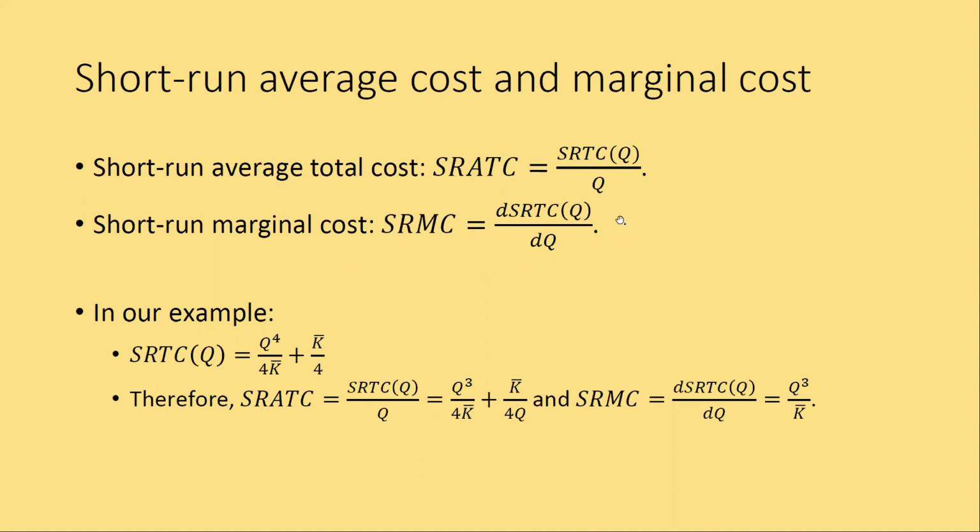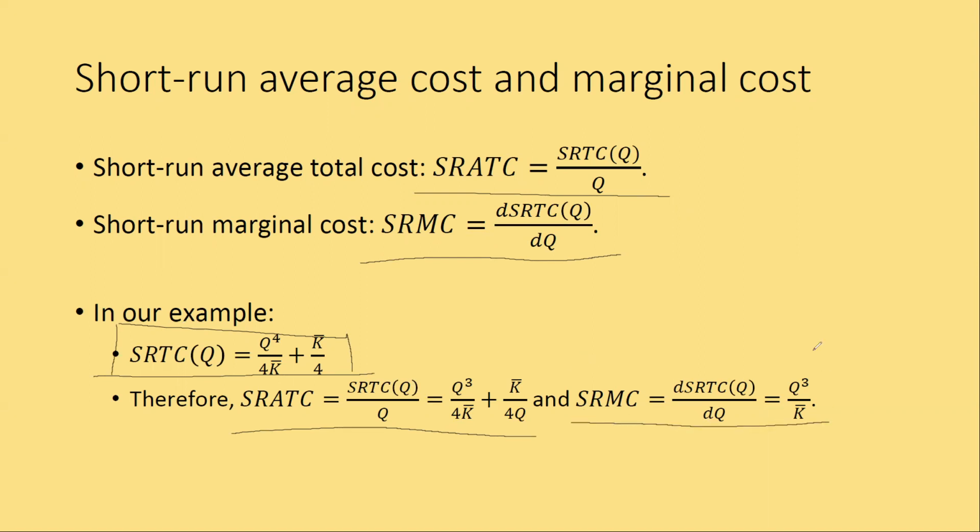We can similarly define our average cost and the marginal cost for the short run. In our example, we divide the short-run total cost by Q to get the short-run average total cost, and differentiate short-run total cost with respect to Q to get the short-run marginal cost. We just calculated our short-run total cost in the previous slide. If we divide it by Q, we get our short-run average total cost. If we differentiate it with respect to Q, we get our short-run marginal cost.